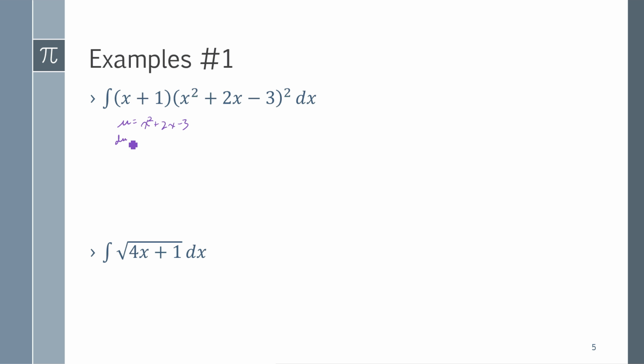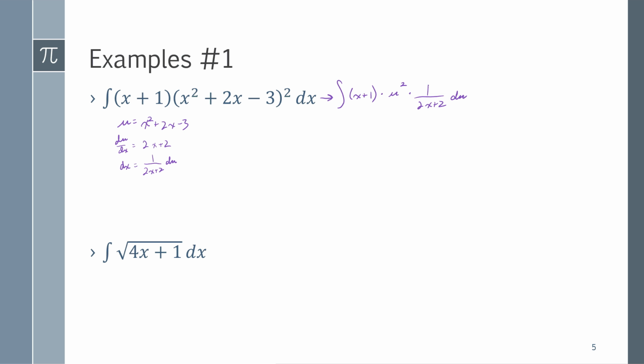But then I need the du dx. So that's 2x plus 2. And then solve that for dx: 1 over 2x plus 2 du. So now I want to do substitution here. I don't have anything to substitute for the x plus 1, so it stays there. The x squared plus 2x minus 3 becomes u squared. And the dx becomes 1 over 2x plus 2 du.